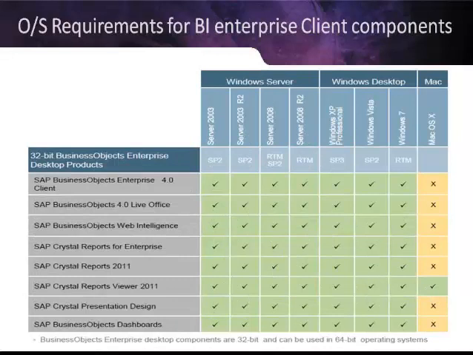And then let's look at the product availability matrix for the client components. So fully supported on the Windows Server, so all the client applications can be installed on a server next to the BI platform. And of course, all 3 recent versions of Windows, from XP Professional to Vista and Windows 7, are all supported on the desktop.